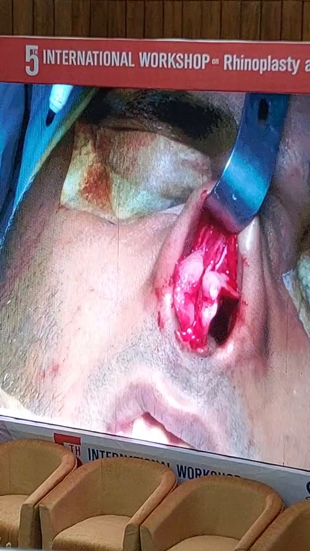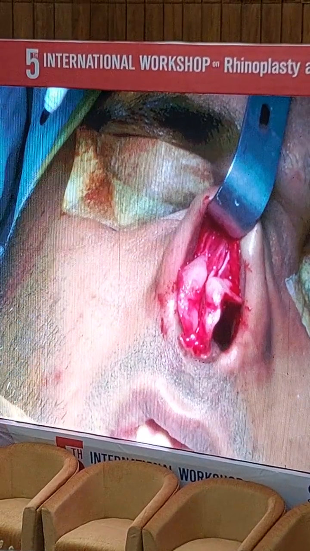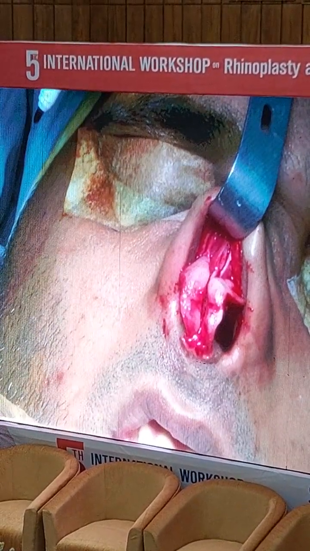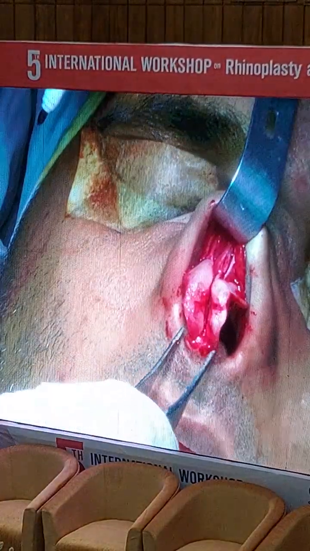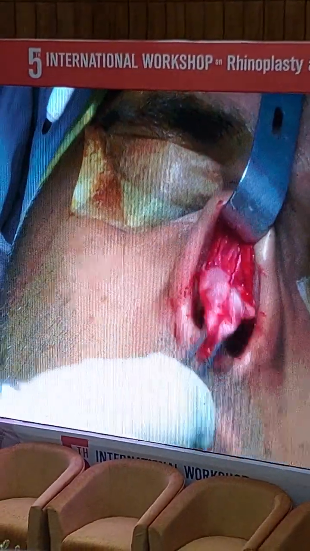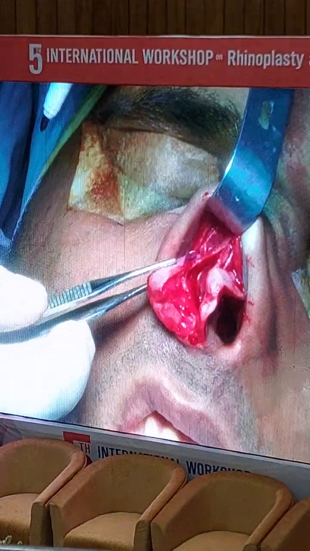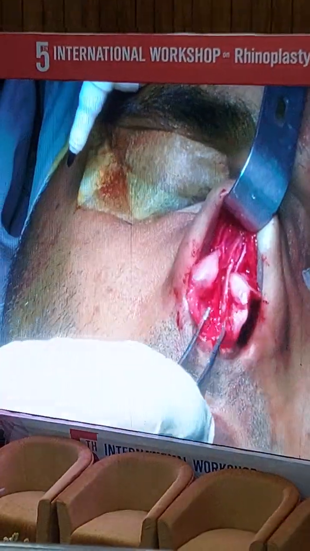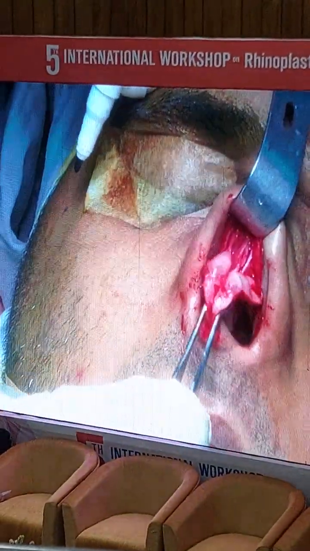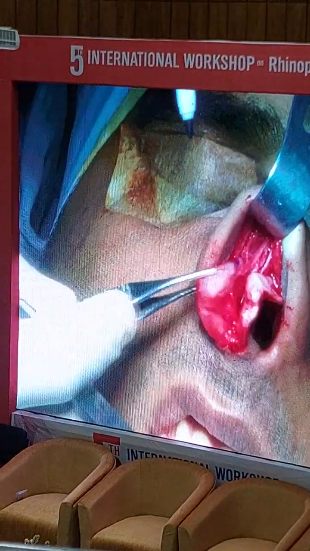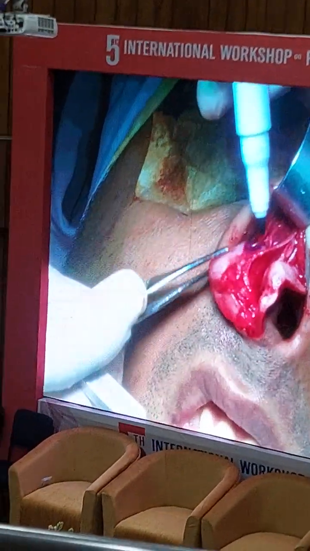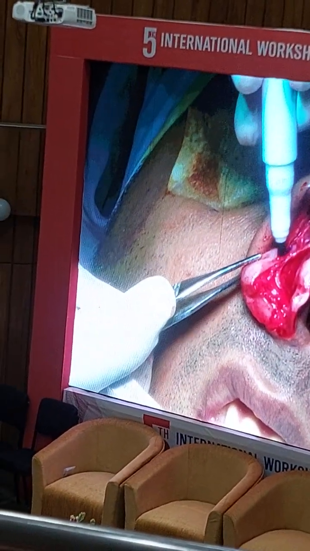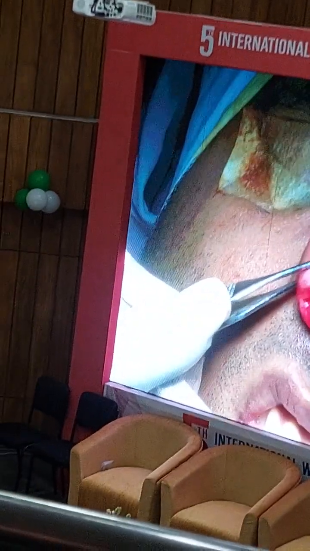This is the scroll area, and this scroll area is one of the major tip support mechanisms, because the tip has three major support mechanisms. One is the size, shape and resilience of this entire alar cartilage. Second is the scroll area, and third is the attachment of the caudal septum with the medial crus. Okay, so this is the important area, this 1.5 centimeter area. That is the scroll area.